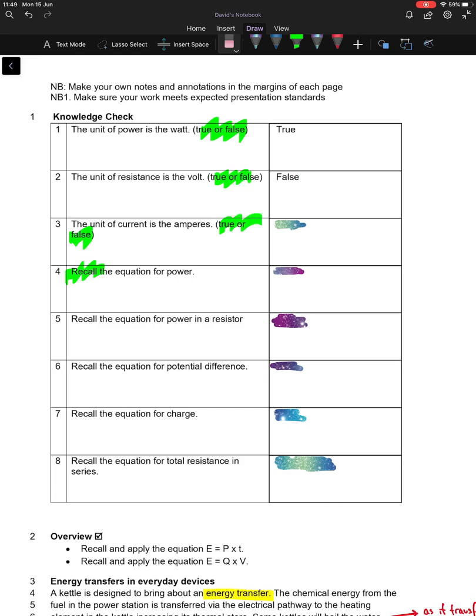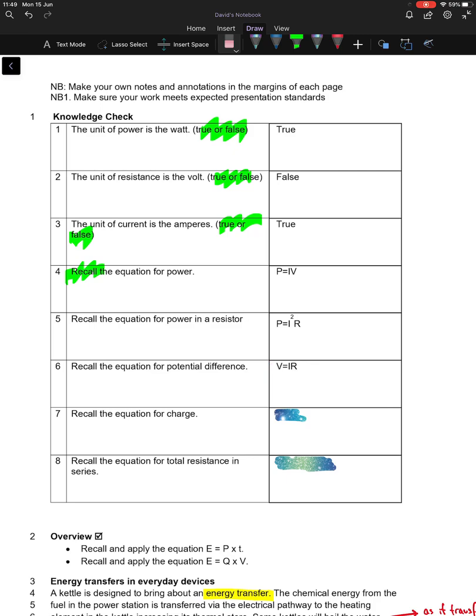The unit of power is the watt. True. The unit of resistance is the volt. False, it's the ohm. The unit of current is the ampere. True, or amp for short. We call the equation for power P equals I times V, power equals current times voltage. We call the equation for power in a resistor. So what's the alternative version to that equation? Power equals current squared times resistance.